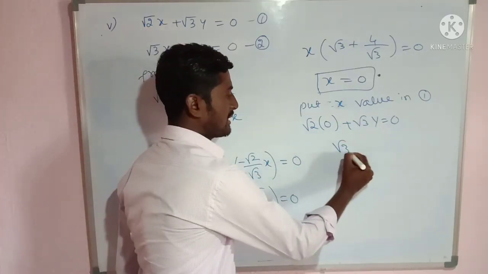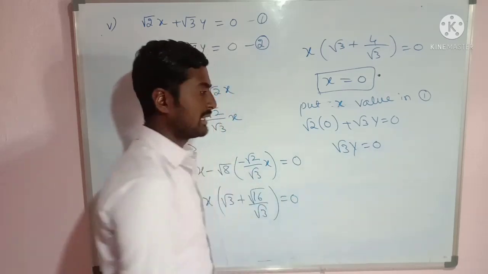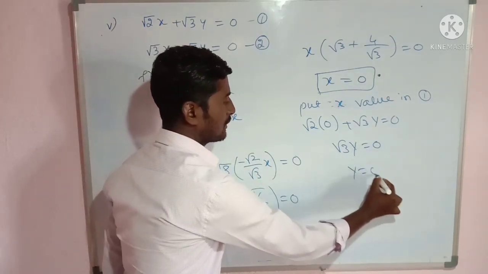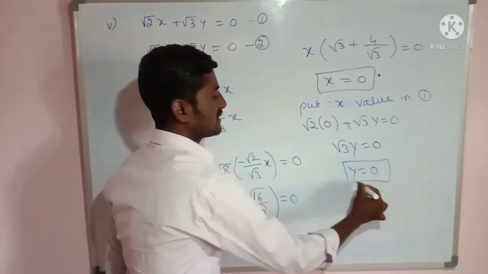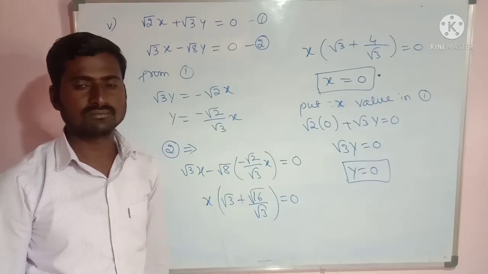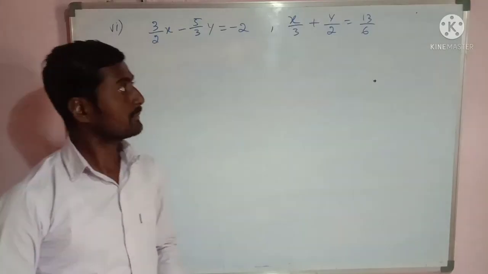Then root 3y is equal to 0. Then I will send the root 3 to the right side. So I will get y is equal to 0. Okay. So here I got x equal to 0 and y equal to 0. Then the last question in this main.